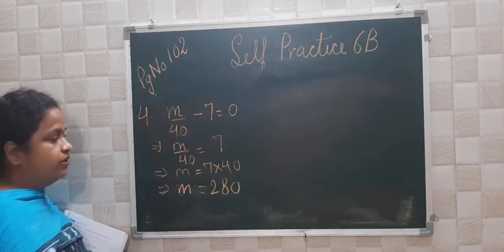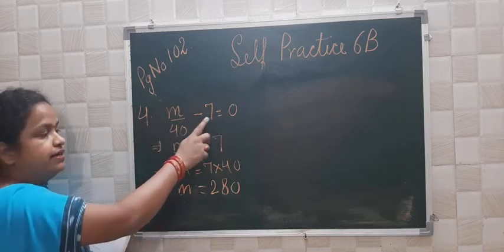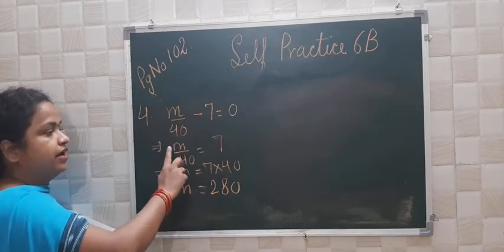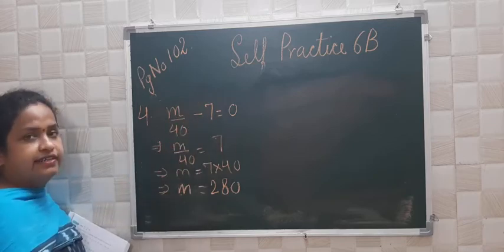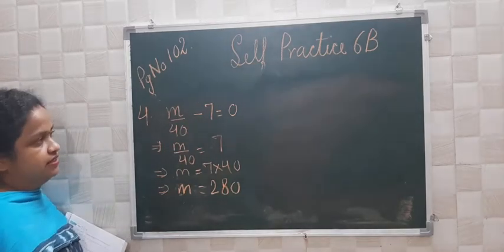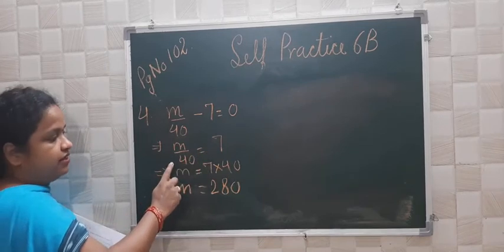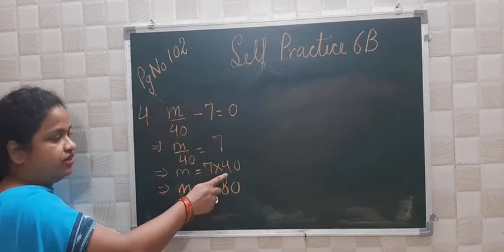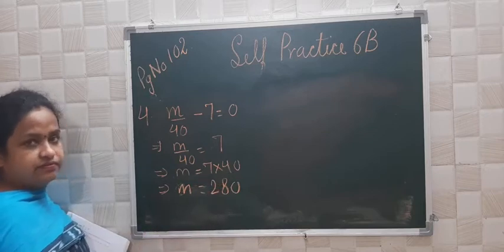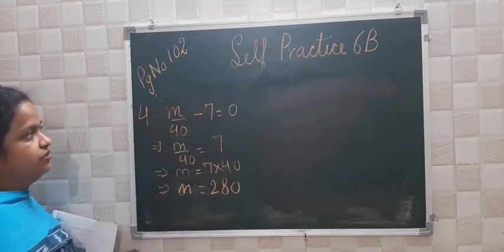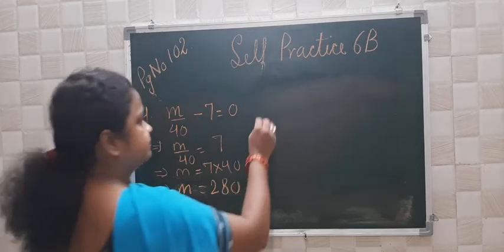Now see once more. M upon 40 minus 7 equal to 0. So M upon 40 will be equal to 7, because minus 7, when it will go to the right hand side, it will become plus 7. So it will be 7. Now M is equal to 7 into 40. So 4 7s are 28. M is equal to 280. Correct?